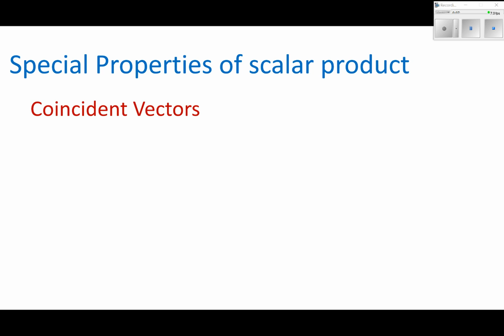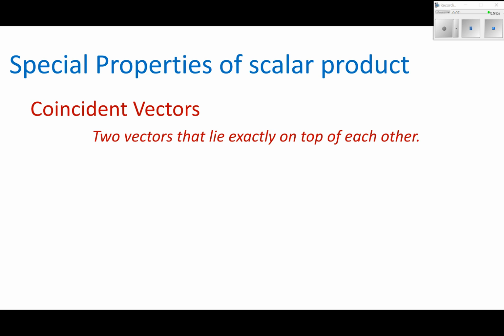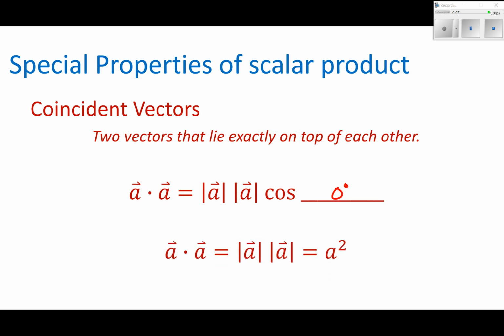Last one, coincident vectors. Coincident vectors are just two vectors that lie exactly on top of each other. All right, so say we had vector A dotted with vector A. The magnitude of A times the magnitude of A, cosine of 0 degrees. They're going to be directly on top of each other, so there's no angle between them. So that's simply our dot product is going to be equal to the magnitude of each, and we can simplify that to just being A squared.